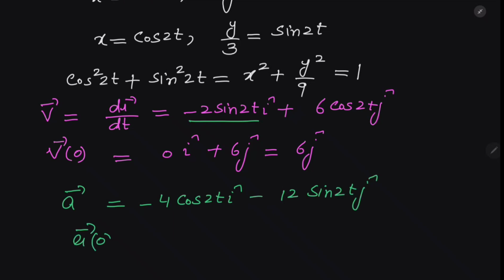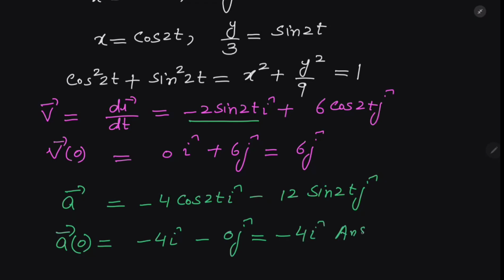Acceleration at t is equal to 0. Cos 0 is 1, so minus 4i, minus sine 0 is 0, and this is 0j. So minus 4i is the answer, at t is equal to 0.